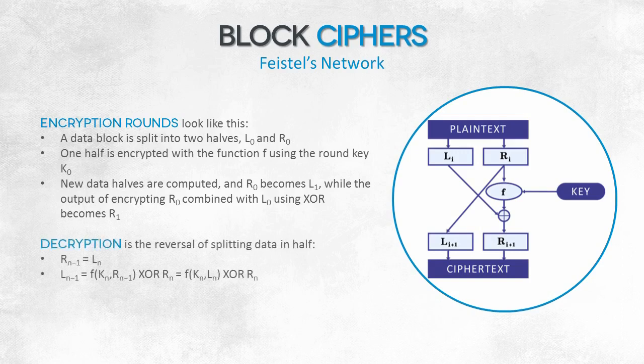Decryption is parallel, which means the operation is symmetric. It's again enough to divide the plaintext into two parts and perform the function f on one half using a round key. The output then should be XOR'd and repeated in as many rounds as required.